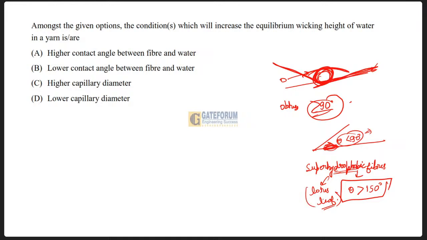Lotus leaf is one such example of super hydrophobic fibers. The equilibrium wicking height of the cotton in the yarn is higher when there is a lower water contact angle between the fiber and the water. It helps to increase the wicking height by improving the wetting ability. So a lower contact angle between the fiber and the water is required in order to increase the wicking height of the cotton in the yarn. So this is the lower contact angle.